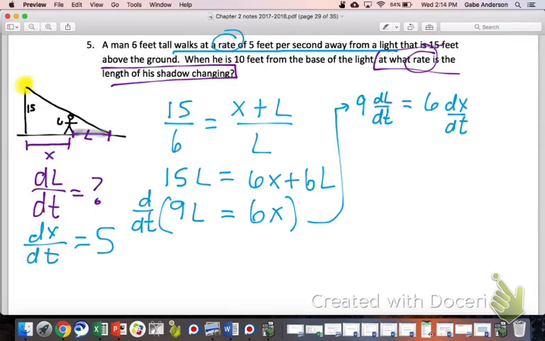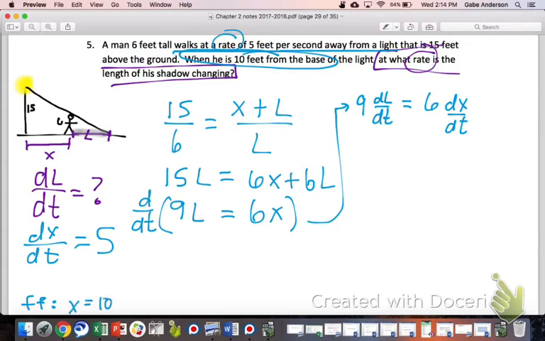So, any questions? I didn't do this on purpose, but I kind of forgot to do the freeze frame moment. We talked about it earlier, so maybe that's why I forgot it. We want to circle the freeze frame moment. What's the key word on the freeze frame moment? When. Yep. So when he is 10 feet from the base of the light. So down here I'll put freeze frame. Freeze frame is when what is 10? The man's feet, 10 feet from the base of the light. And which letter does that go with? X. Yeah, so freeze frame is when x equals 10.